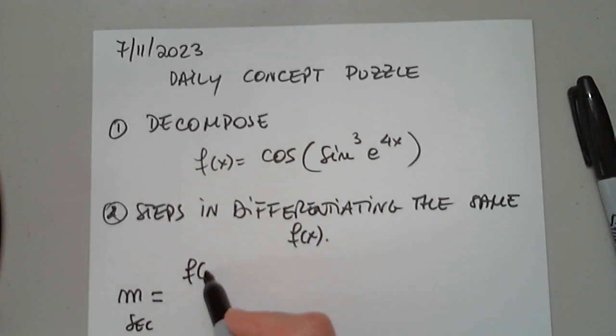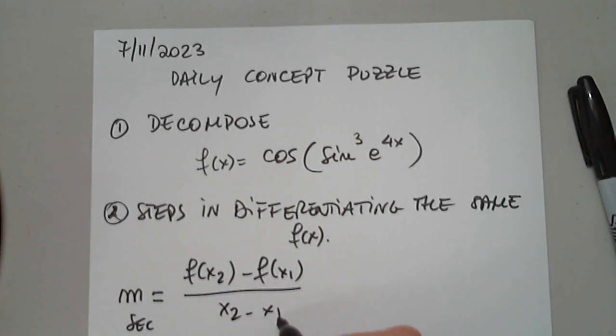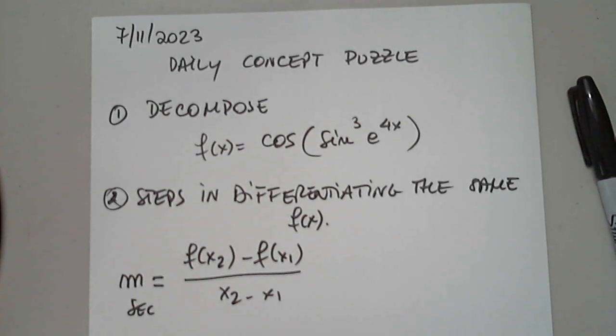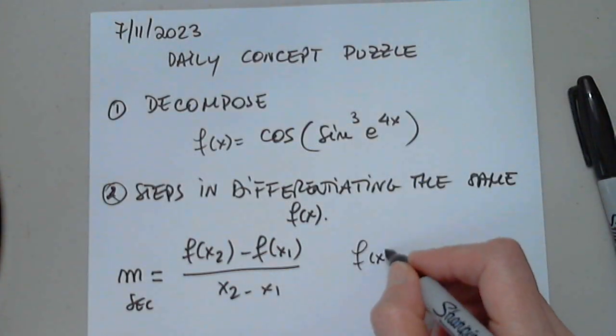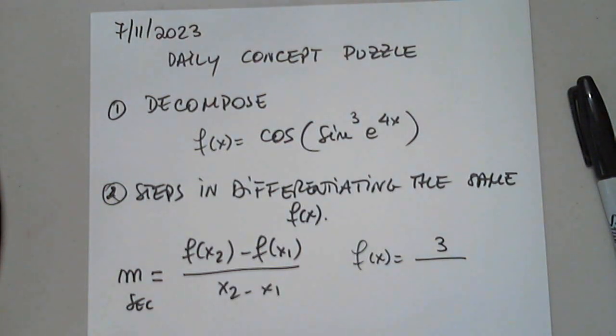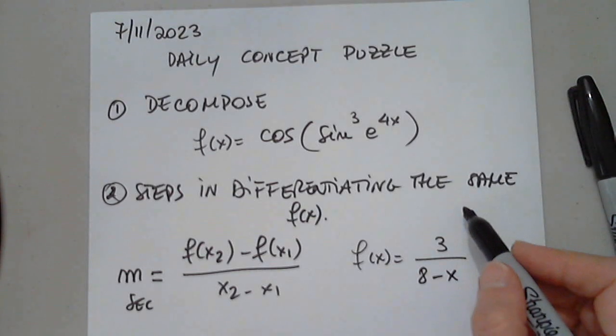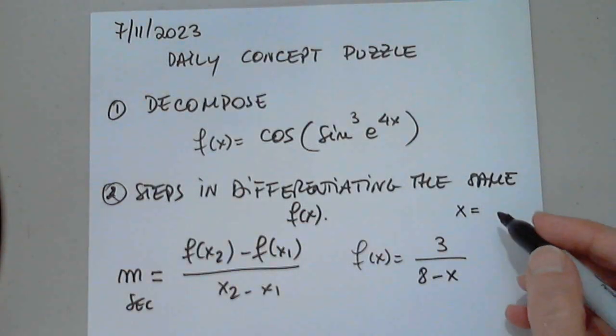Right? So this is f of x2 minus f of x1 divided by x2 minus x1. This is the general formula for the slope of the secant line and the average rate of change. So the function was, can you just remind me, it was 3 over 8 minus x. And the point was for x equals 9?